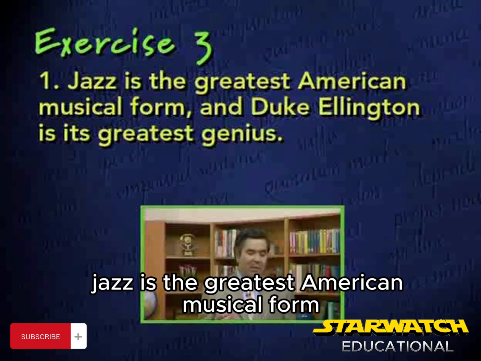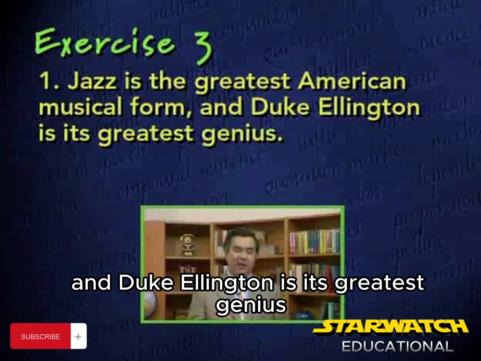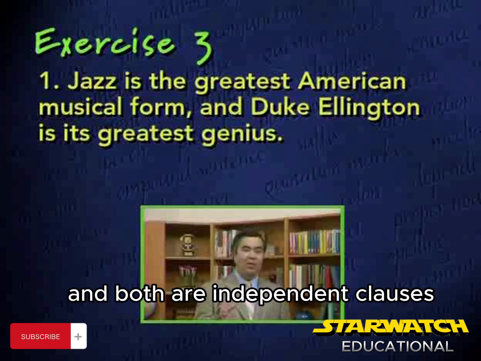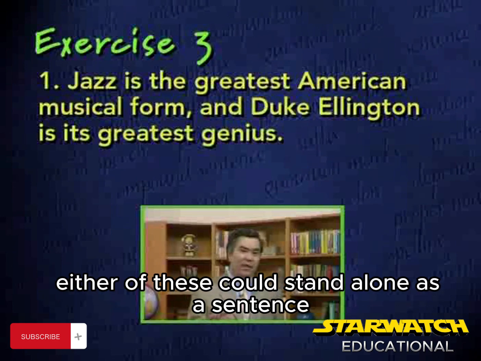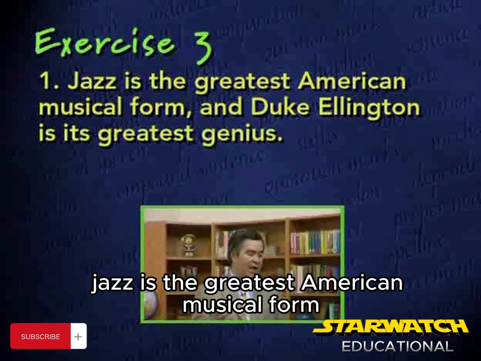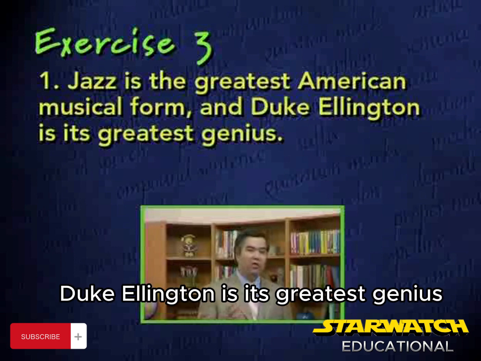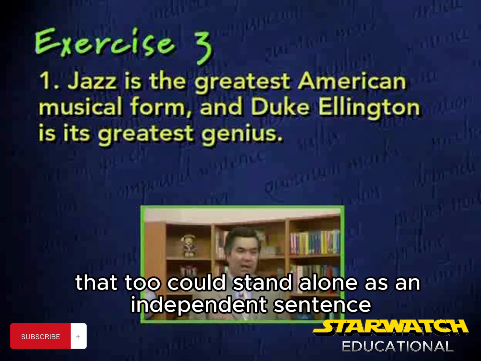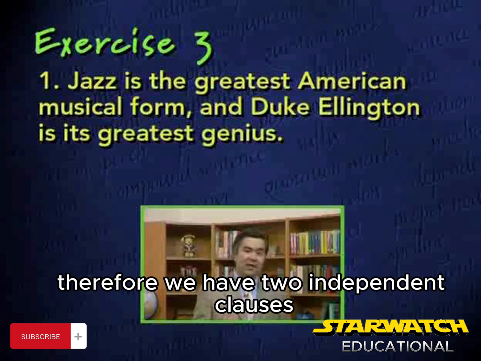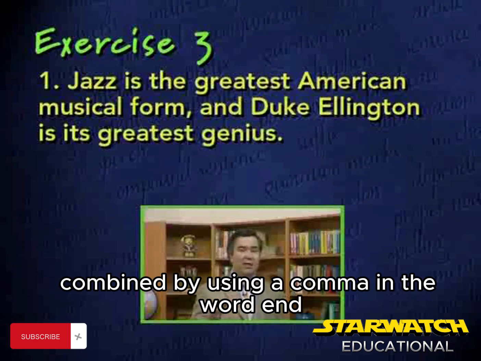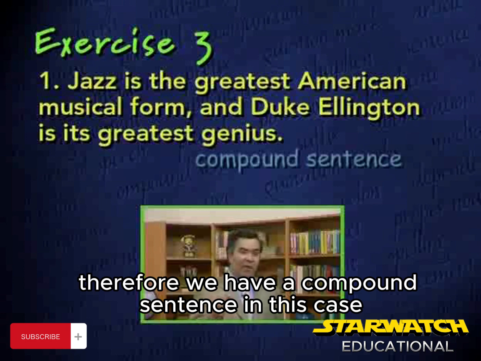Jazz is the greatest American musical form, and Duke Ellington is its greatest genius. Here we have two clauses, and both are independent clauses. Either of these could stand alone as a sentence. Jazz is the greatest American musical form. That could stand alone as a sentence. Duke Ellington is its greatest genius. That too could stand alone as an independent sentence. Therefore, we have two independent clauses which have been properly and correctly combined by using a comma and the word and. Therefore, we have a compound sentence in this case.